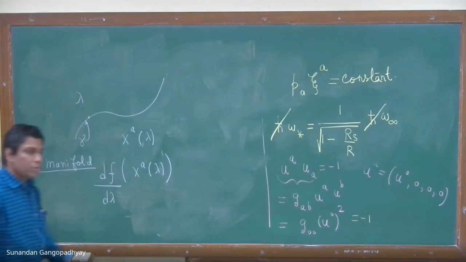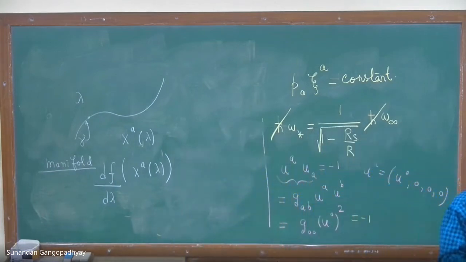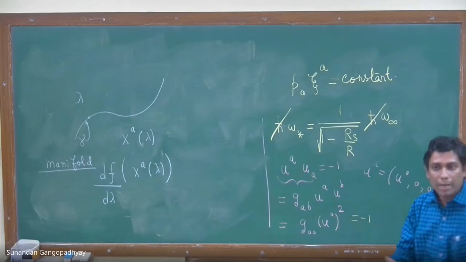If you are confused with this description, we have seen already an example. You can think of a circle. What is the equation of the circle? x square plus y square is equal to a square. Now the same circle you can write down as x is equal to a cos theta. So theta is a parameter. Those are the parametric equations of the circle.